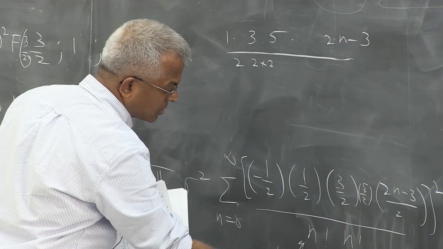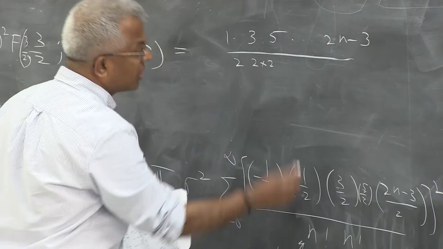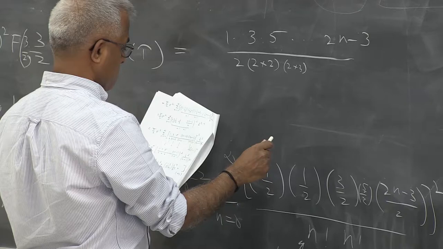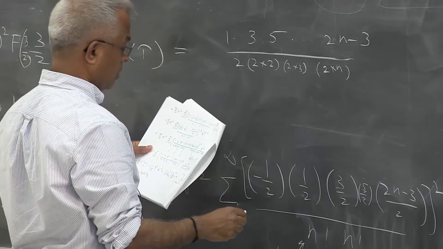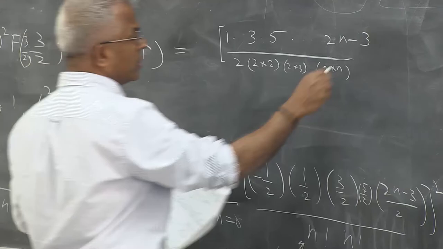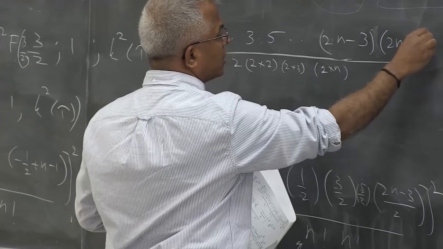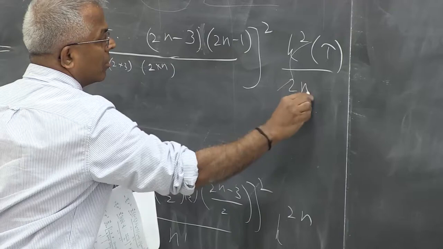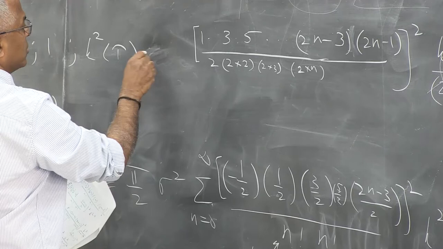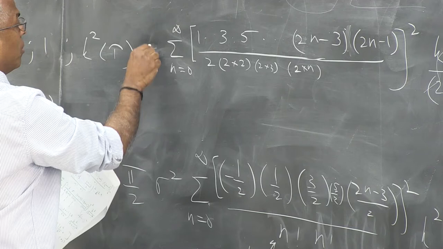So 2 into 2, then 2 into 3, so this is 2 multiplied by 3, etc. up to 2 multiplied by n. That also comes twice, so we can write it like this. And I'm going to add one term extra here, so this twice. So this is now going to read this way. There is a summation n equal to 0 through infinity of pi sigma squared over 2.